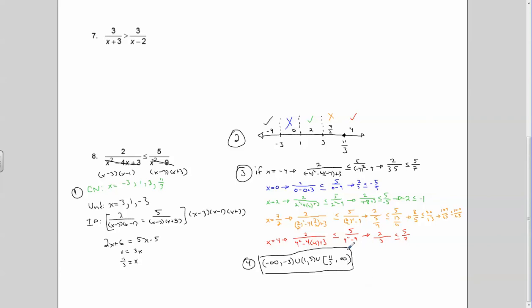My work is now displayed for problem number 8. Check your answer to see if you came up with the same thing. Please come prepared to class with 5, 6, and 7 already completed and ready to discuss.